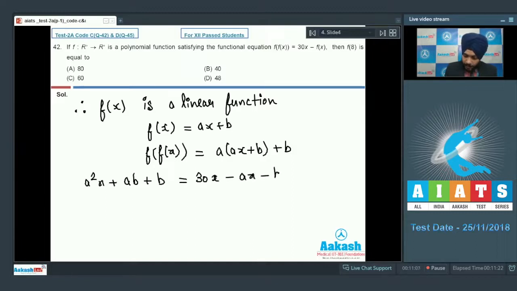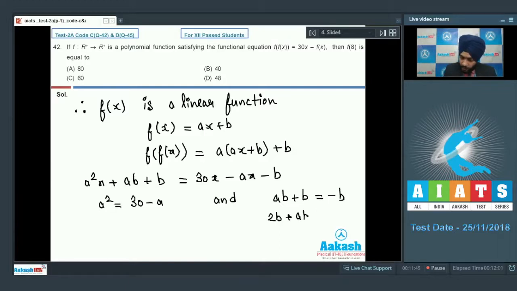So let us use the equation a²x + ab + b = 30x - ax - b. Comparing the coefficients on both sides, I have a² = 30 - a for the coefficient of x, and I also have ab + b = -b. So this will give me 2b + ab = 0, so b(a + 2) = 0. Either b is 0 or a is -2.